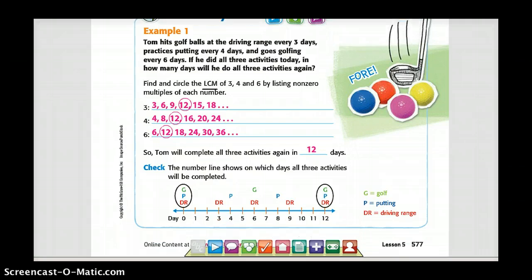And here's a way that you can check. So you can check it on a number line like this. So they did golf in green, putting, and then driving range. And they showed how he did the driving range every 3 days, putting on the 4th day, golfing on the 6th, and saw when they lined up. So you can do that as well.